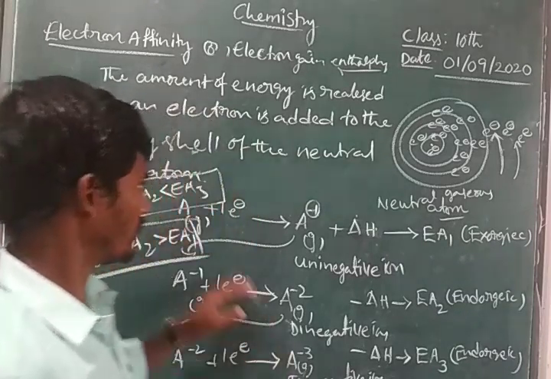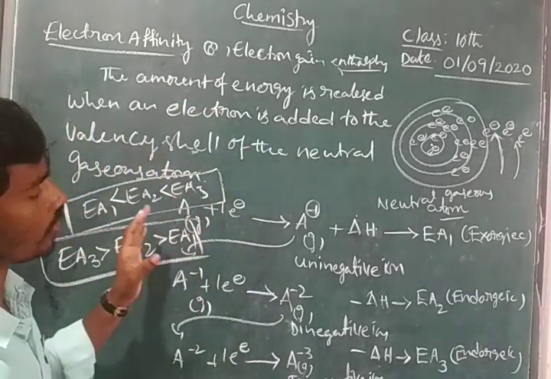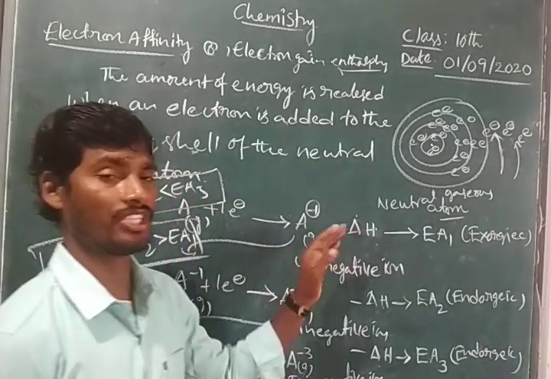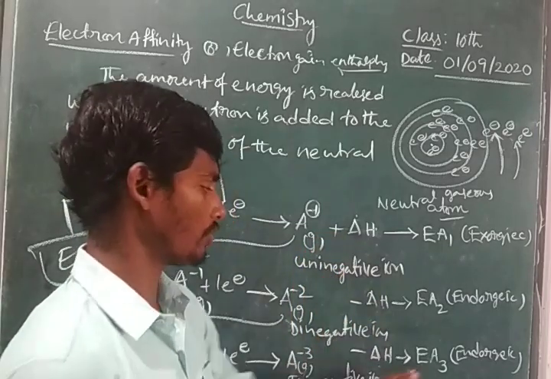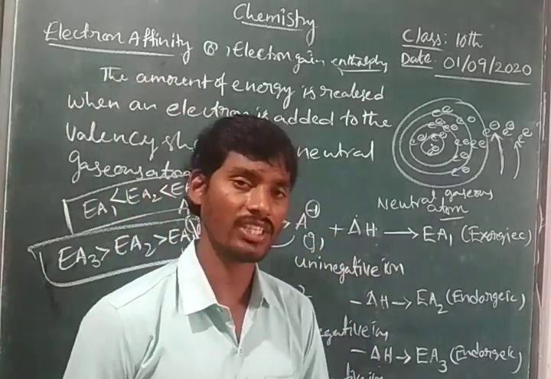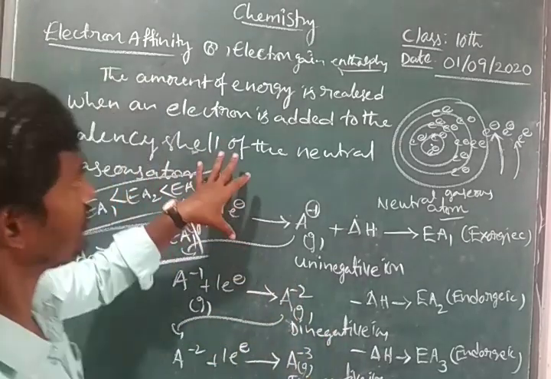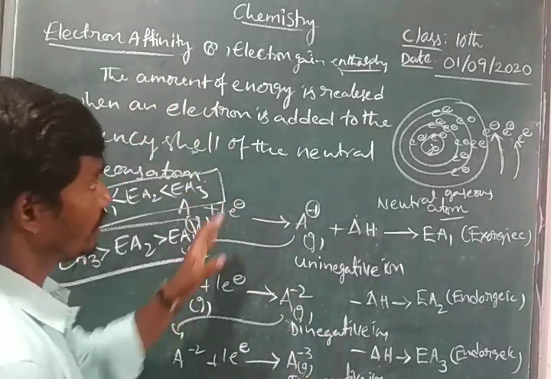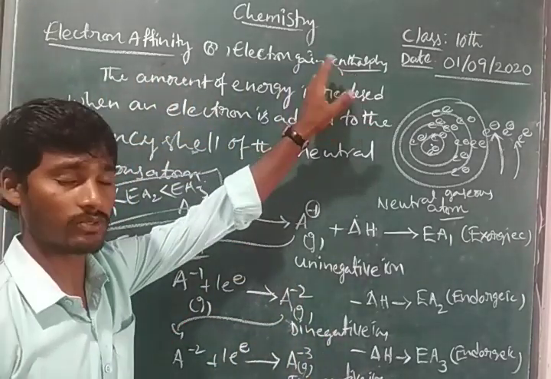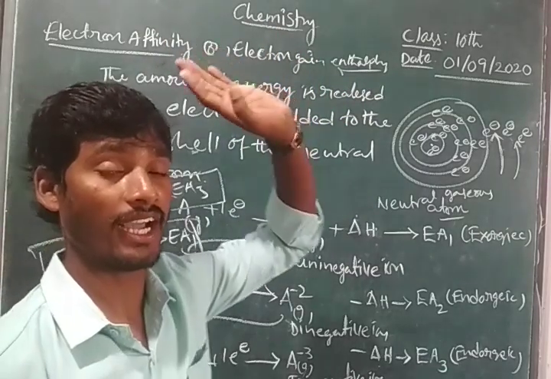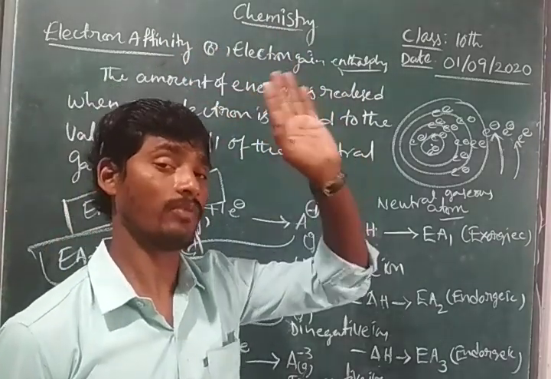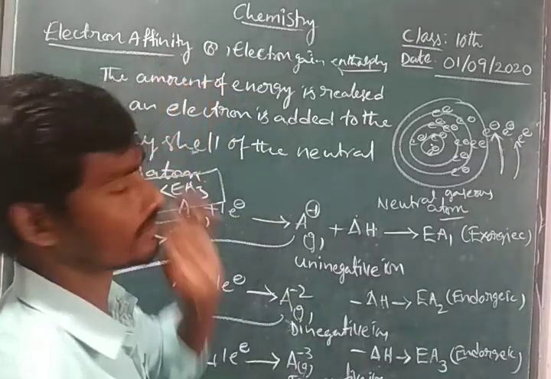So this is the definition of electron affinity, what is meant by electron affinity 1, electron affinity 2, and electron affinity 3. Then the units of electron affinity: this is also an energy. So the same units as for ionization energy are there for electron affinity also.